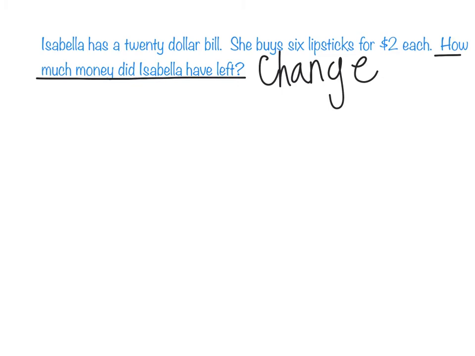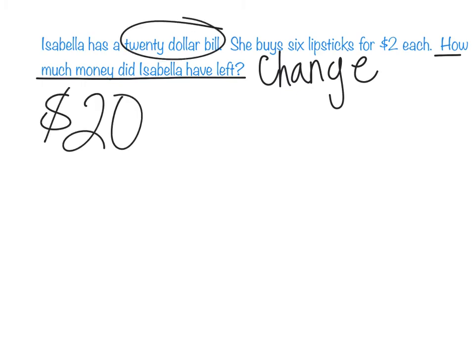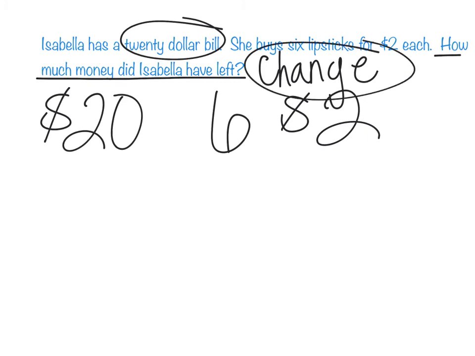So step 1 is study the problem. We visualized it. We made the mind movie. We saw that Isabella has a $20 bill. We know that she buys 6 lipsticks that cost $2 each. We're trying to figure out the change. So we're trying to figure out how much money she has left. So let's do this multi-step using our solve model.